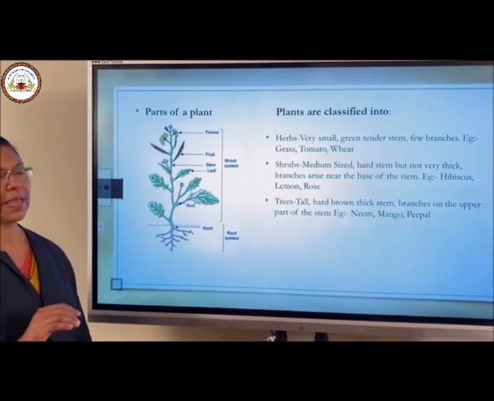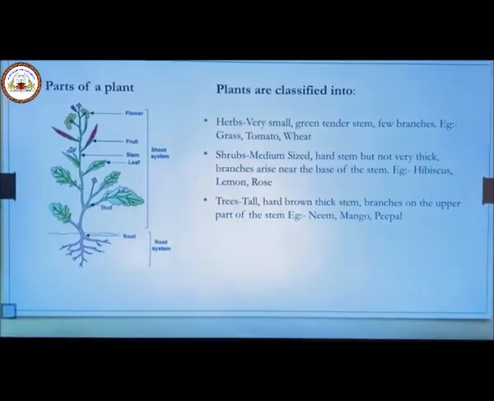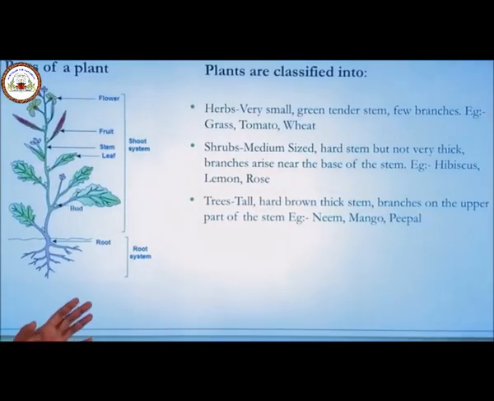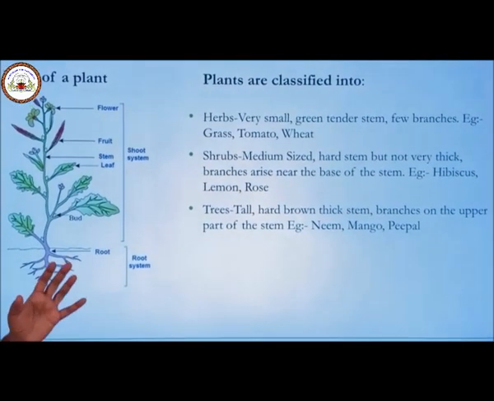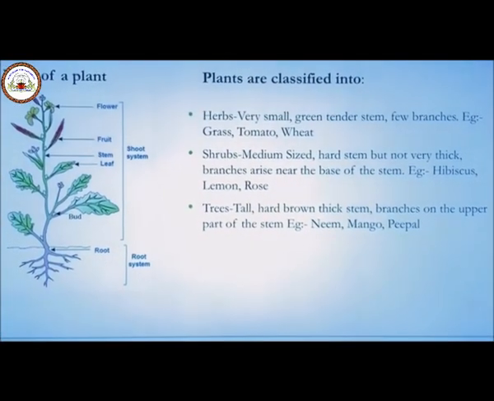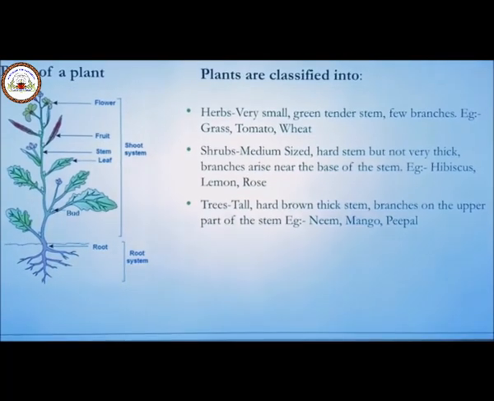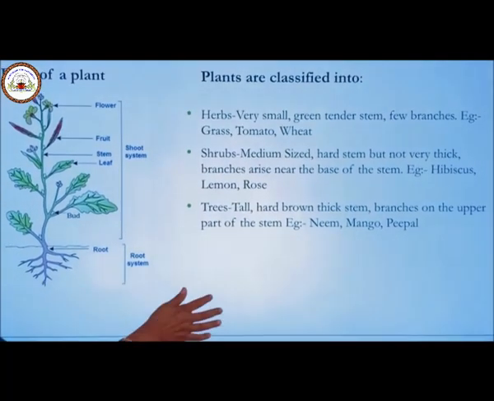The next category is trees. They are all tall plants with a hard brown thick stem, and they have branches on the upper part of the stem. Example, neem, mango, peepal, etc.